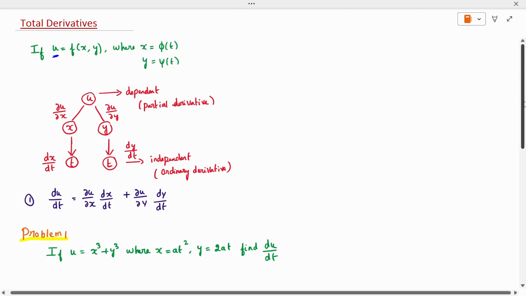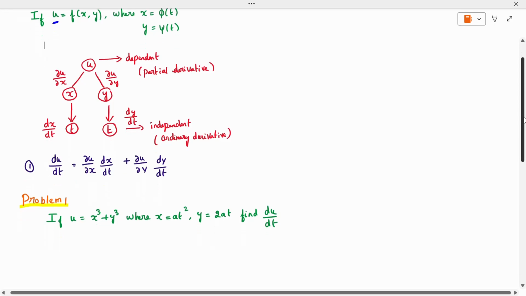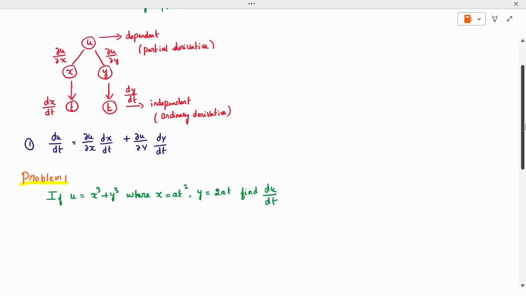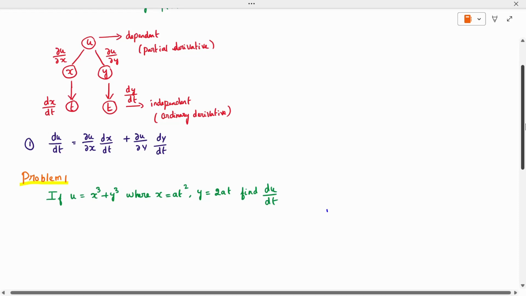What is our first question? u is x cube plus y cube. x is given to be at squared, y is given to be 2at. First draw it like this so that you can understand easily.